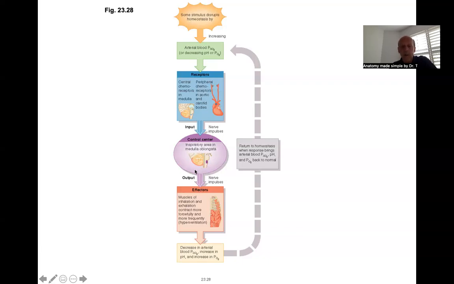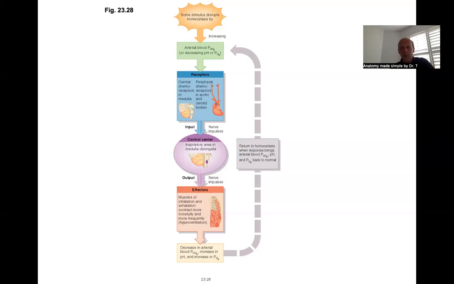Immediately, output will be generated by the medullary rhythmicity area. That will keep sending impulses to the muscles of both inhalation and exhalation to start contracting more frequently and more forcefully, and we are to end up in a part where we can say a person hyperventilates.